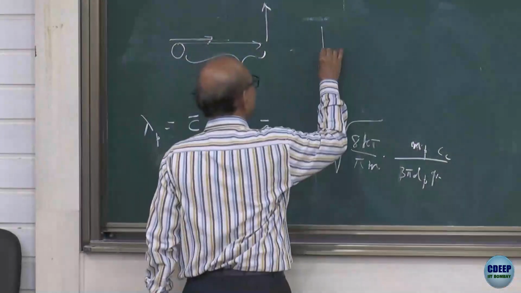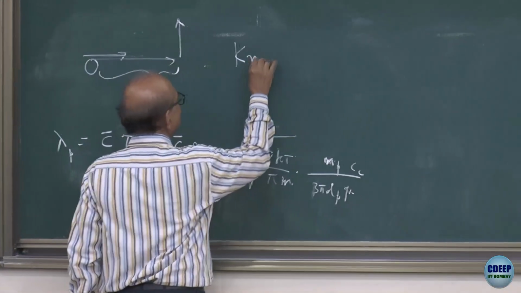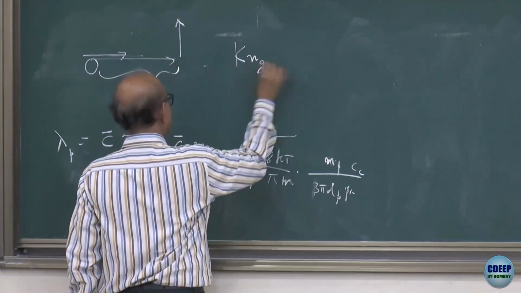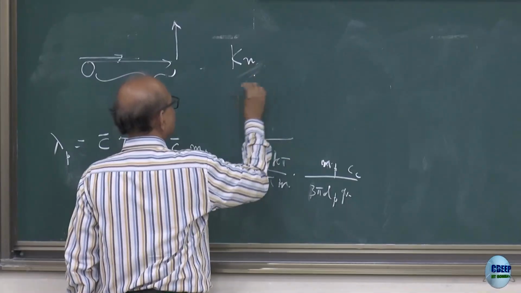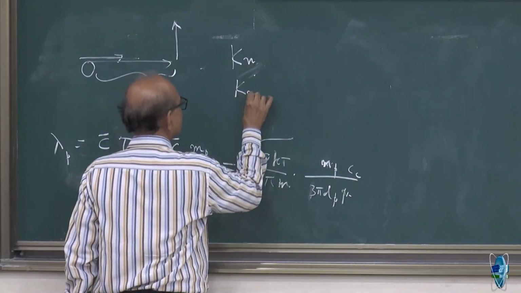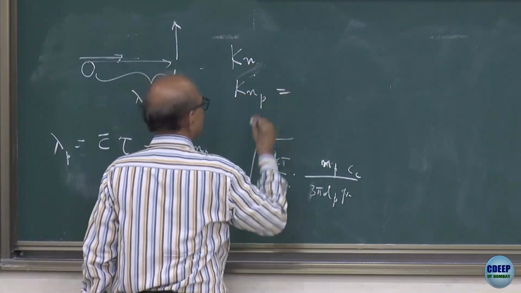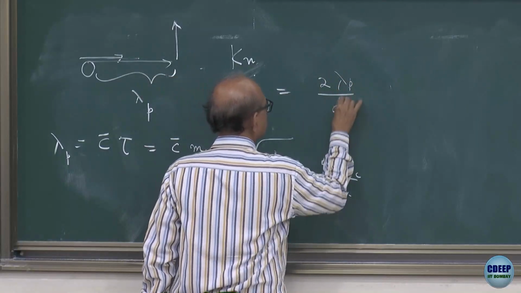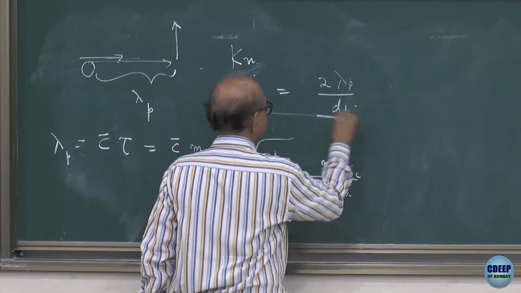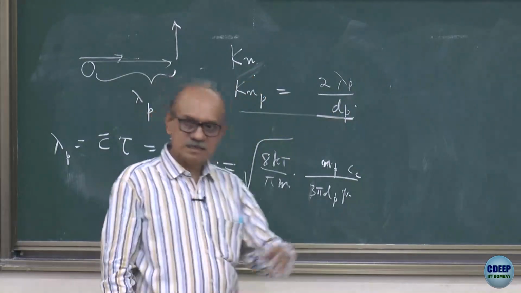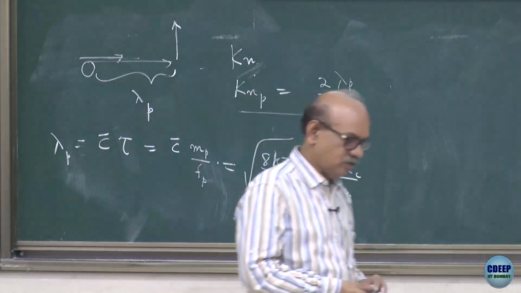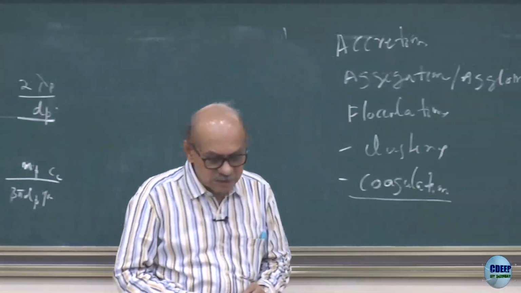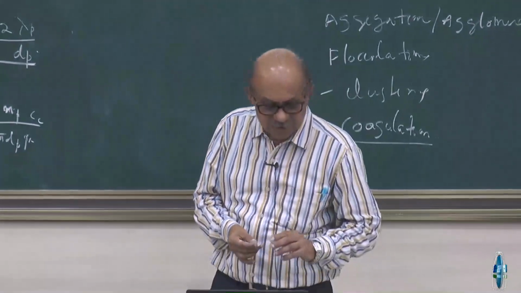So essentially, you will see in literature the classical Knudsen number, maybe without a subscript, but the particle Knudsen number as defined by 2 lambda p by dp, taken analogously with gas molecules. So, this becomes a very important concept.